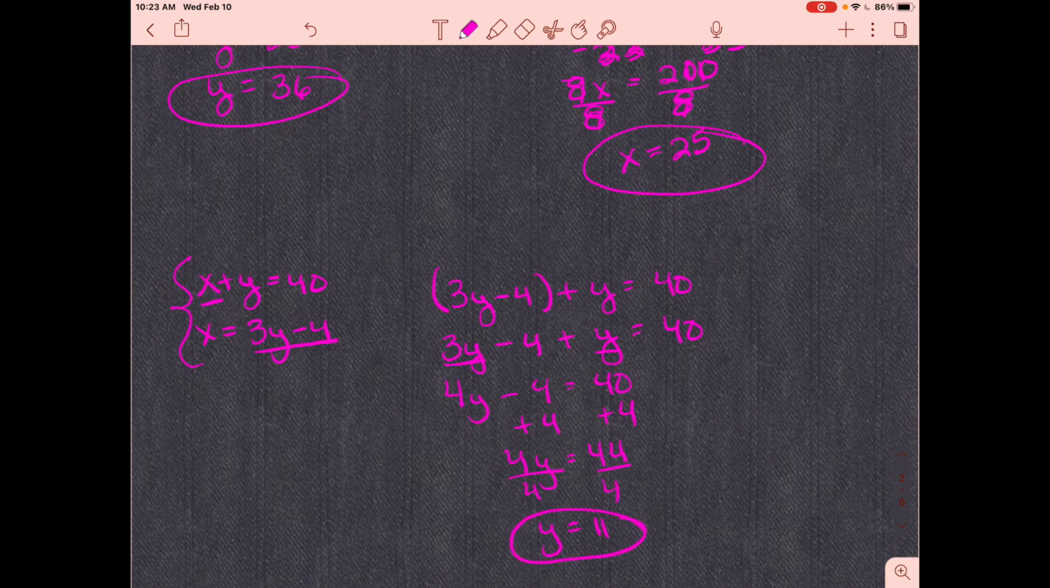And then I'm going to plug that back in. I'll get x equals 3 times 11 minus 4. And that's 33 minus 4, so x equals 29. 29 movies and 11 television shows.